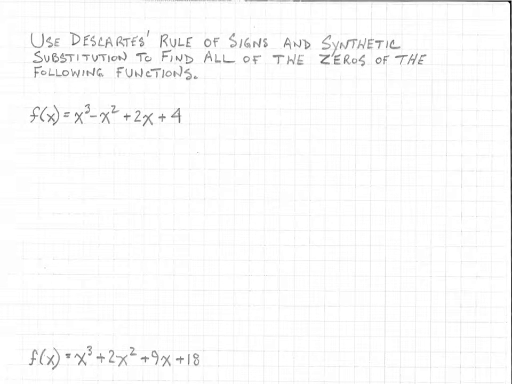Okay, now let's solve a polynomial equation. Let's use Descartes' rule of signs and synthetic substitution to find all of the zeros of the following functions. Okay, the first one here is a third-degree polynomial. So let's go ahead and do our Descartes' rule of signs scenarios first.